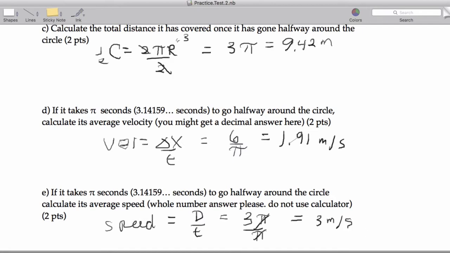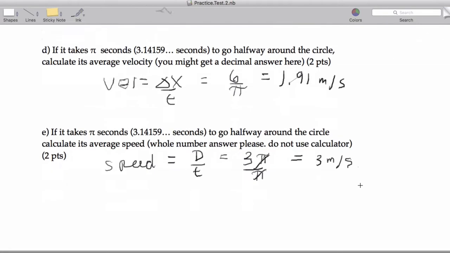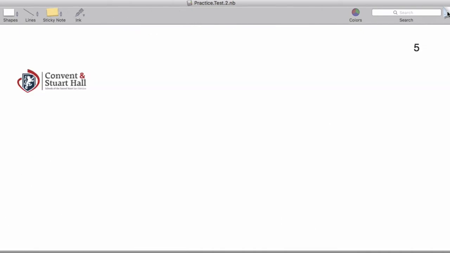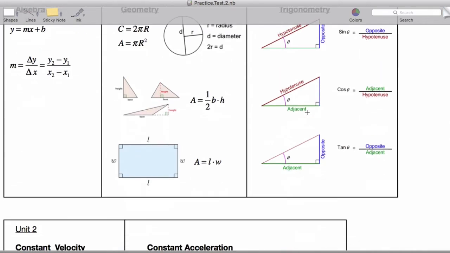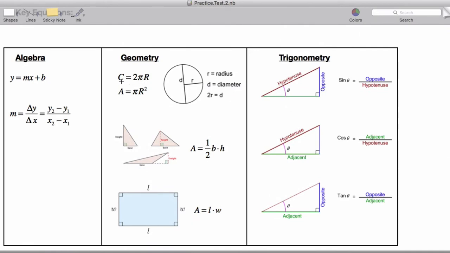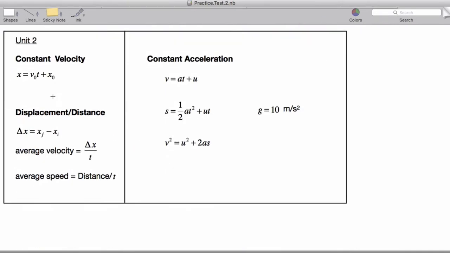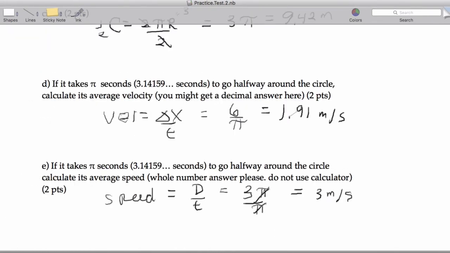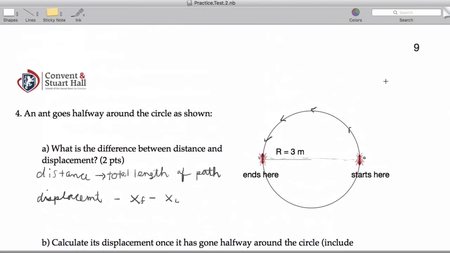One small thing I just wanted to point out before I wrap up this page is if you look here on the front sheet with the formulas, I give you the formula for circumference, and I also give you the displacement definition, the definition of average velocity, and the definition of average speed. So you have those available to you on your formula sheet to help you calculate. So that is question number 4.